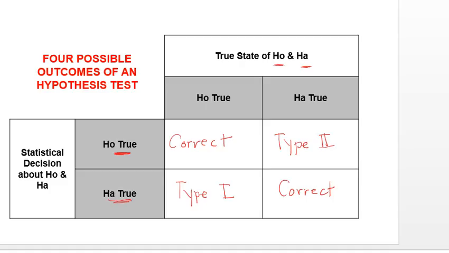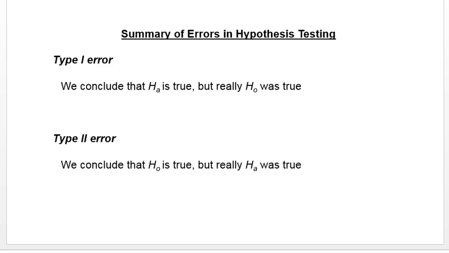So to summarize, therefore, there are two types of errors. One, type 1, is when you conclude as a statistician that the alternative is true, when really H0, the null, was true. The second error, type 2, is when you conclude as a statistician that H0 is true, when really HA is true. So there's two parts to hypothesis errors: one, what you conclude to be true, and two, what's really true.